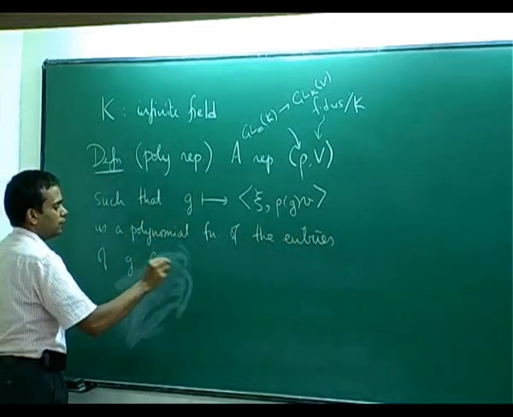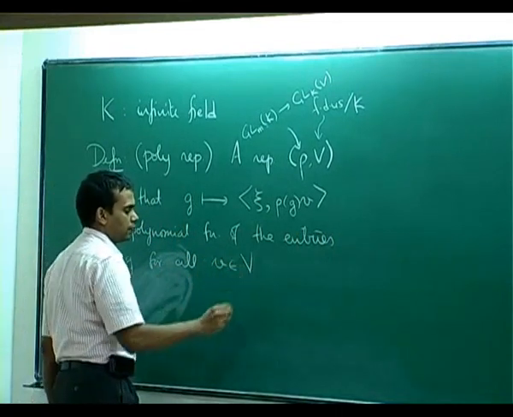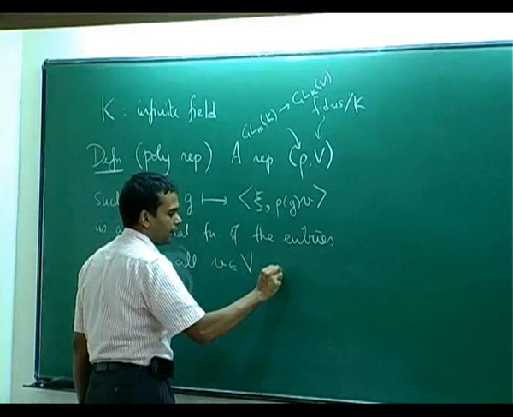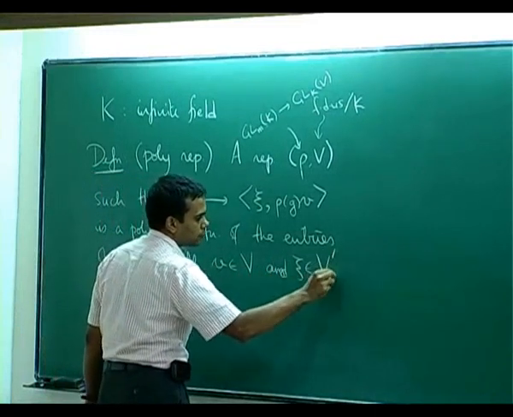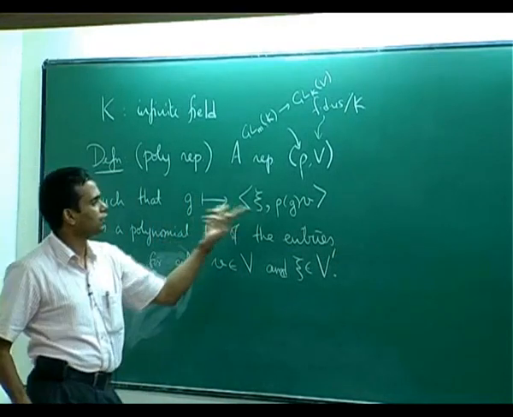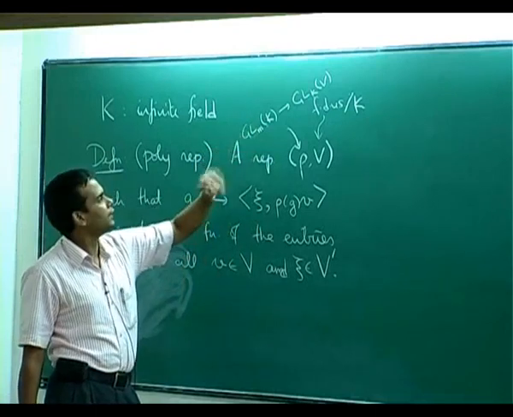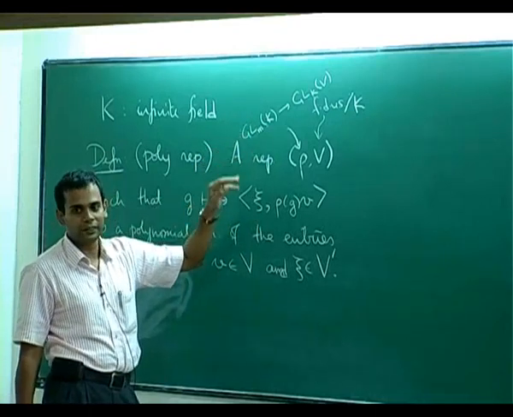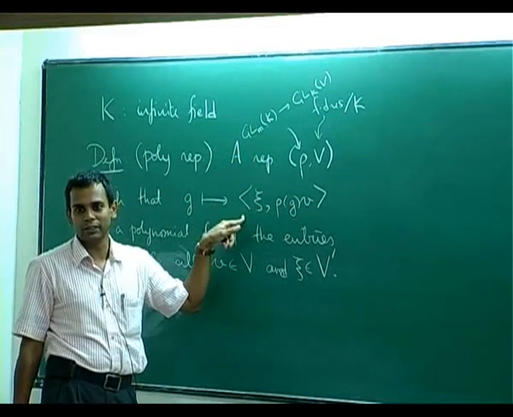For all v in V and z in the dual vector space V prime. Okay, so this is a function of g. g is a matrix. It has m squared entries. This should just be a polynomial function of those m squared variables.